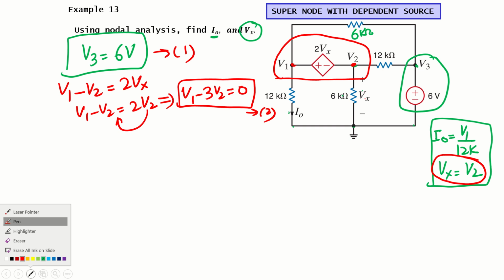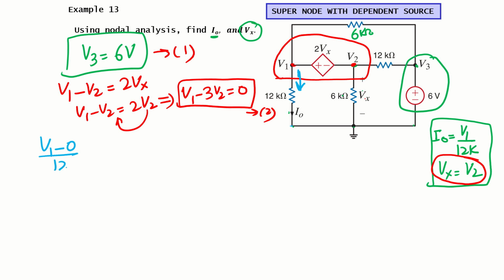After that, we can write the KCL equation for this supernode, with all the currents leaving. With reference to V1, this current is V1 minus 0 divided by 12k. Then the current through 6 kilo with reference to V1 is V1 minus V3. What is V3? 6 volts. So V1 minus 6 divided by 6k.